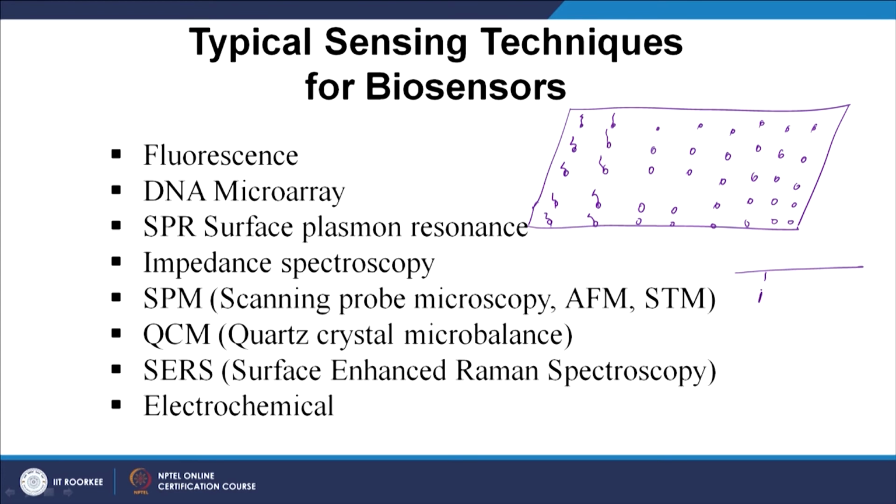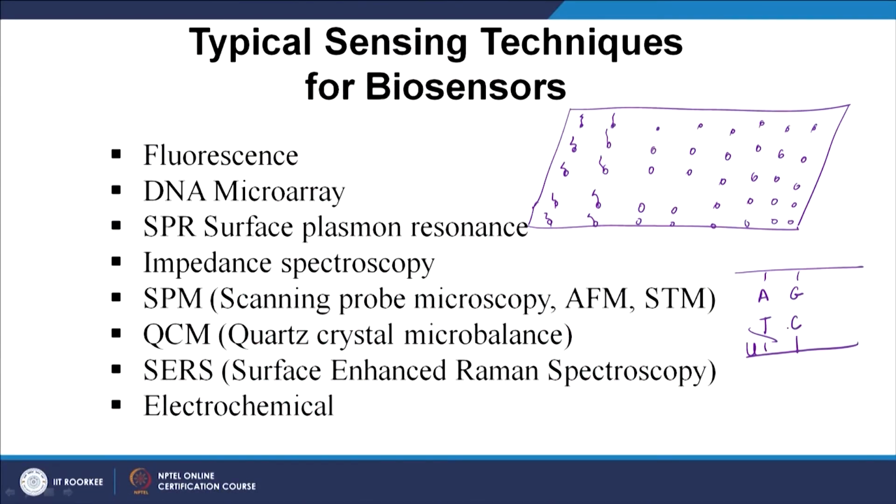For A, it will combine with a T. If you have a G, it wants to combine with a C. A will not form a bond with C, G will not form a bond with T, A will not form a bond with G, C will not form a bond with T. If it's RNA, instead of T we could have U. So, because A, T, G, C bonding is very specific, we can use this as a very specific sensor.